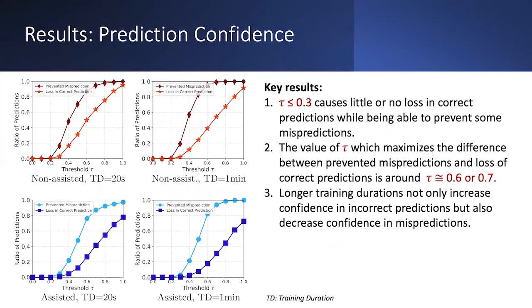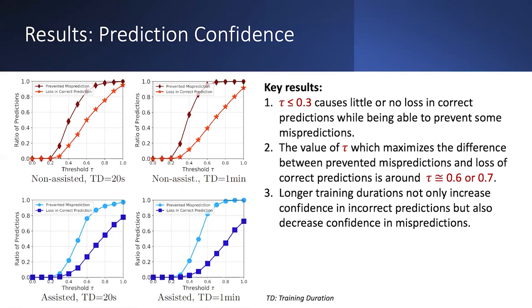Following that, we performed some tests for the prediction confidence value. We varied the confidence threshold between 0 and 1 in increments of 0.1 and measured the mispredictions prevented as well as the correct predictions lost under different values. Here we have results for two different training durations, 20 seconds and 1 minute, with and without ECG assistance. In each setting, two lines were plotted: the ratio of mispredictions prevented and the ratio of correct predictions lost.